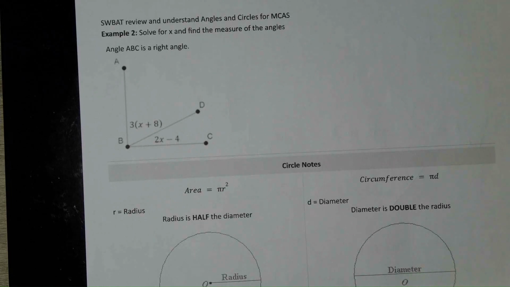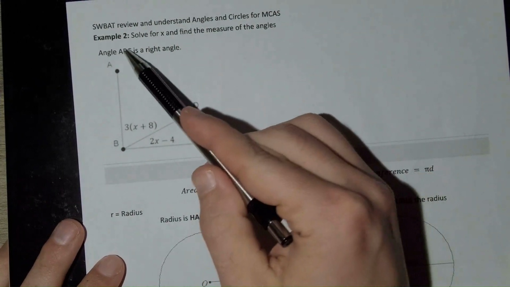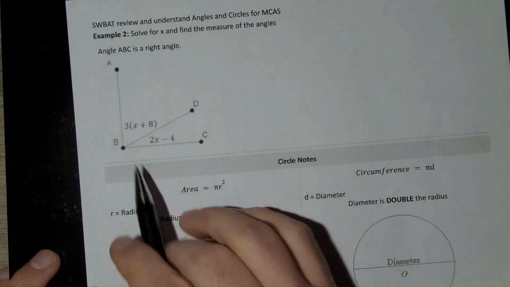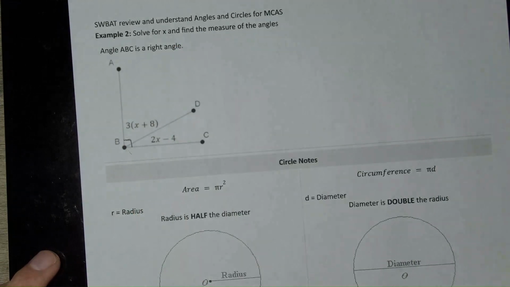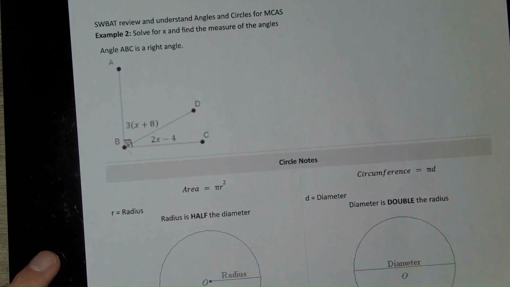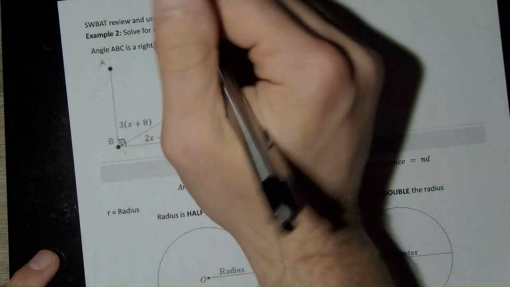All right, welcome. We have one more angle problem. Here we can see angle ABC. And also, we always read an angle as the order, so ABC. The angle we're talking about is always the letter in the middle. And so that means that angle ABC is a right angle. And what we know is a right angle is 90 degrees. We're told that here. We want to solve for x and find the measurements of the angles.